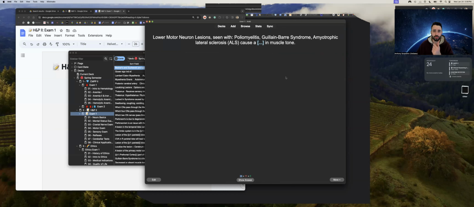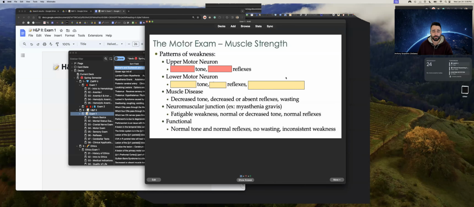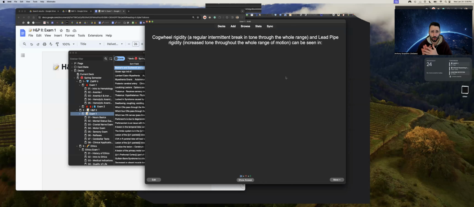Lower motor neuron lesions seen with polio, Guillain-Barré, ALS cause a blank in muscle tone. A decrease in atrophy. All right, patterns of weakness. Upper motor neuron, increased tone, like hyperreflexes. Cogwheel rigidity, a regular intermittent break in tone. I think this is Parkinson's. And lead pipe rigidity, increased tone throughout the whole range of motion. This is Parkinson's. So cogwheel is regular, but intermittent, like dot, dot, dot, like a cogwheel. And lead pipe, solid, baby. Increased tone through the whole range. I'm going to type that out.